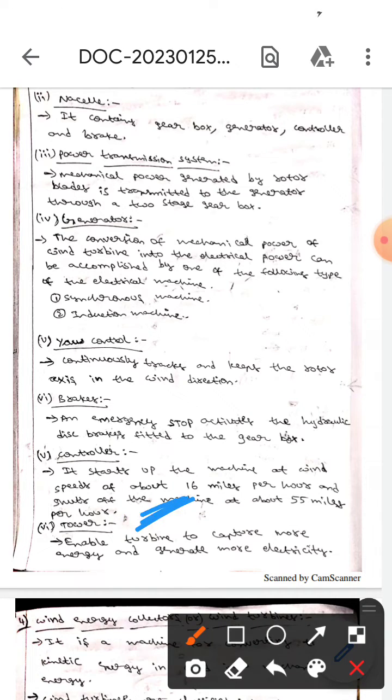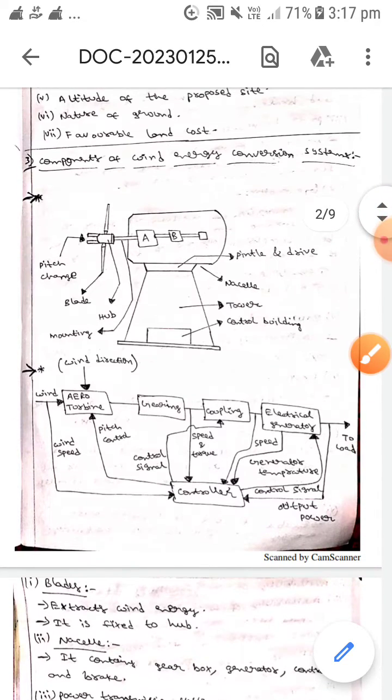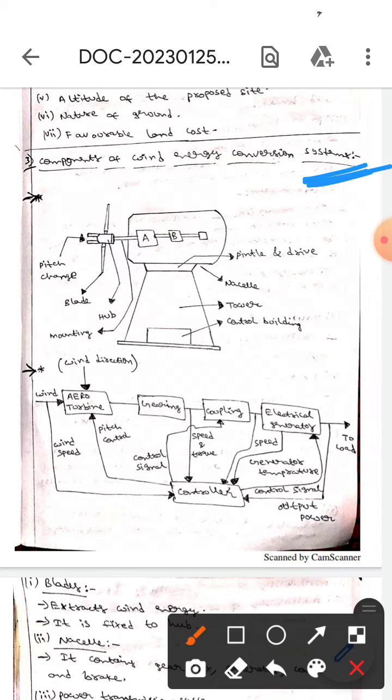The next one is the tower. Here it enables the turbine to capture more energy and generate more electricity. These are all the components of wind energy conversion systems. You can take a screenshot of these two diagrams if you want.